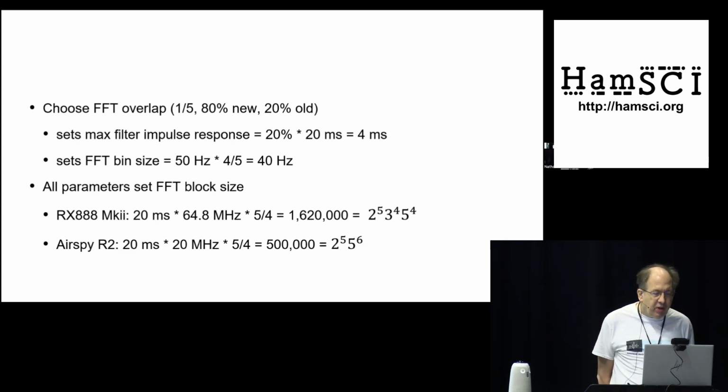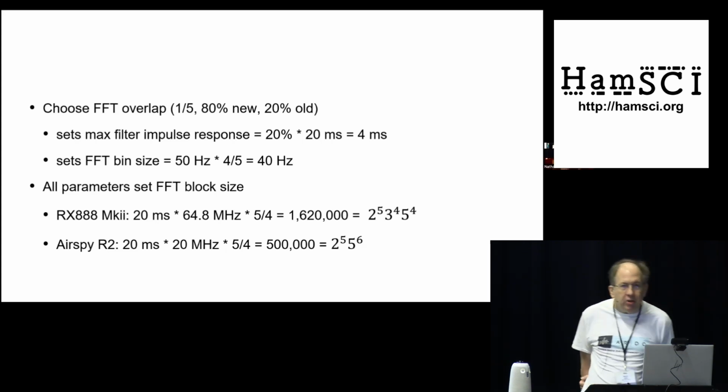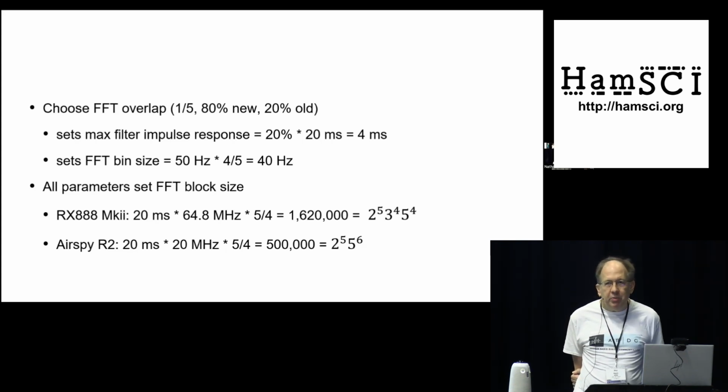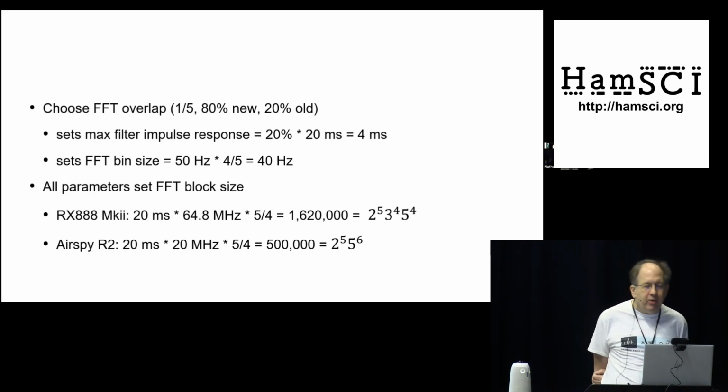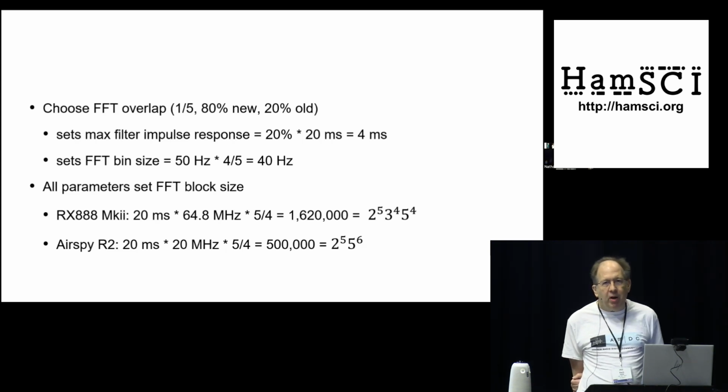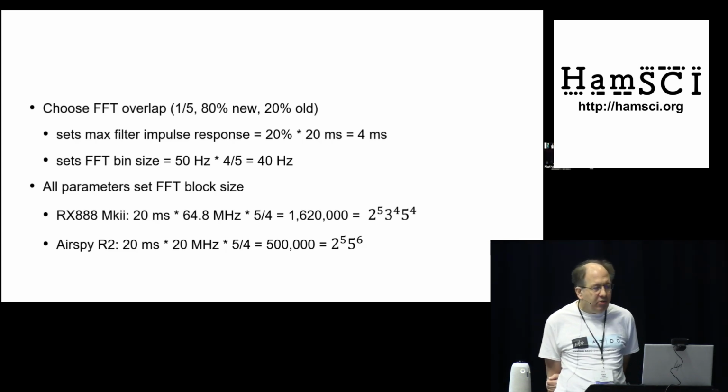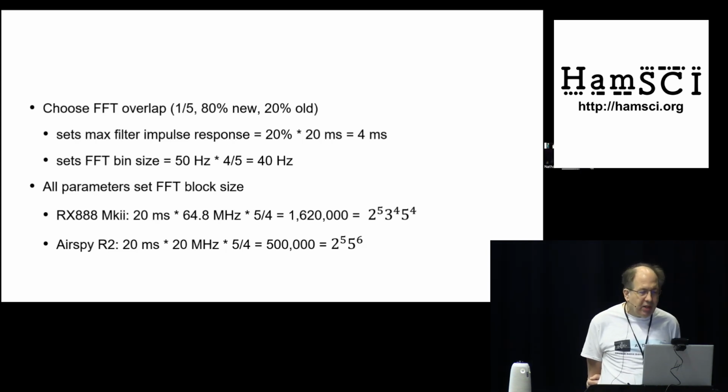For the RX888 Mark II, which we're setting at 64.8 megahertz, 20 milliseconds of that times the overlap factor gives you an FFT block size of 1,620,000 points. And I give the factorization here because that's important to performance. The package I'm using to do the FFT is the MIT FFTW3, the Fastest Fourier Transform in the West, they call it. They say they can operate efficiently with any number of small prime factors up to 5 or 7. I think they can handle like one factor of 11 or 13 or something like that. Anyway, you want to keep the block size to a set of small prime factors. It doesn't have to be a power of 2. As you often read, the simplest FFTs have to use block sizes that are powers of 2, but FFTW3 is good enough to relax that a little bit. The AirSpy R2, which samples at 20 megahertz, works out to a block size of 500,000, which is also comprised of all small prime numbers.